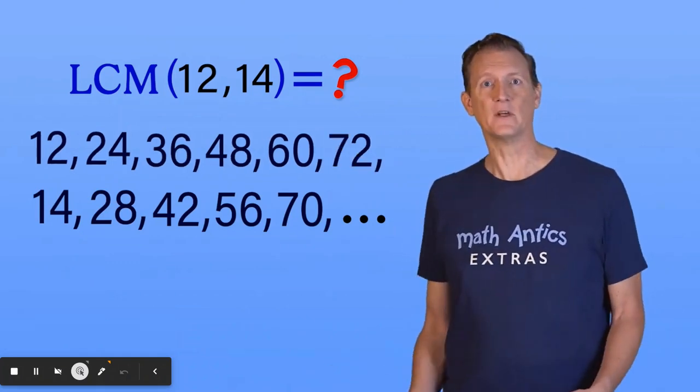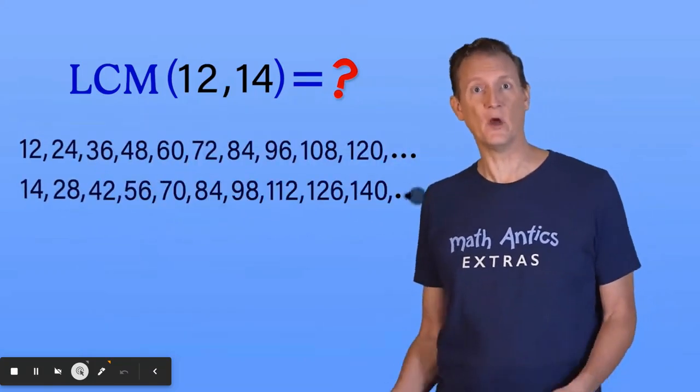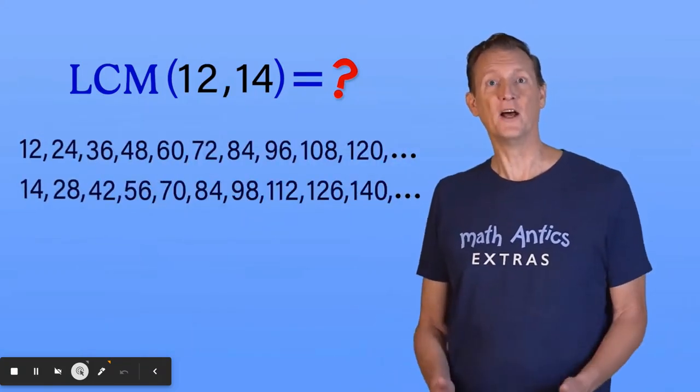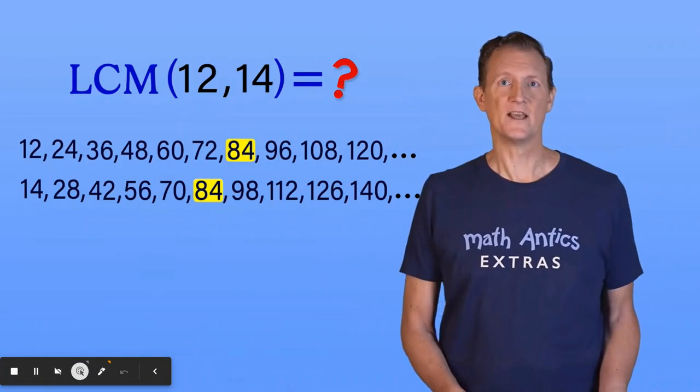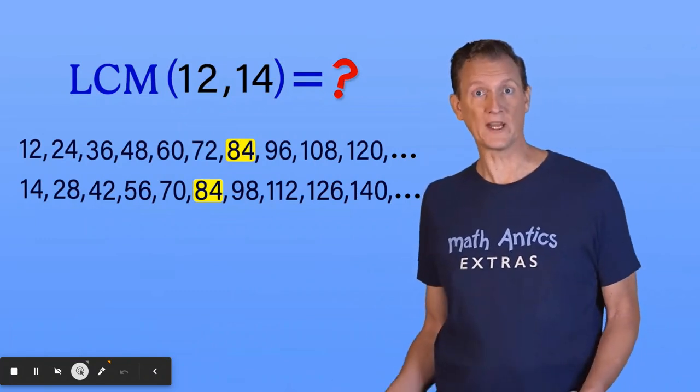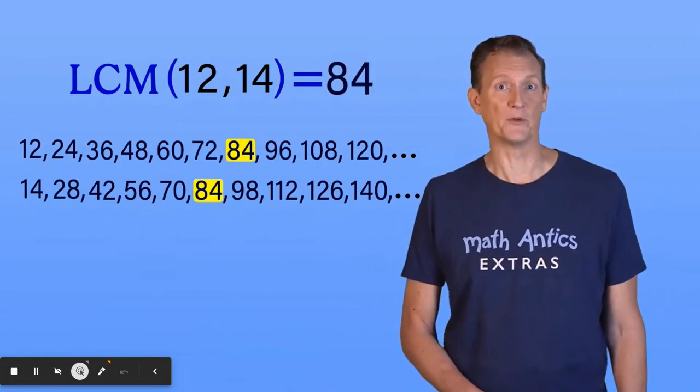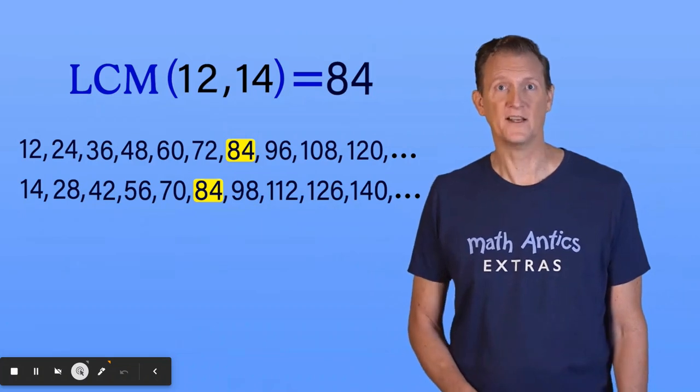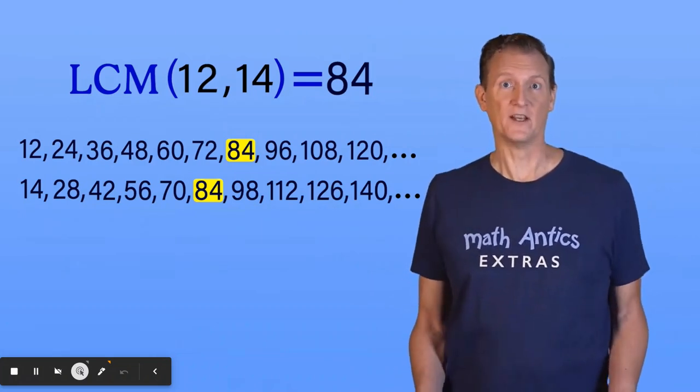6 12s is 72. Ah, there we go. The number 84 is in both lists, and since it's the first common multiple we encountered, it's got to be the least common multiple of 12 and 14. But that was quite a bit of work, wasn't it?